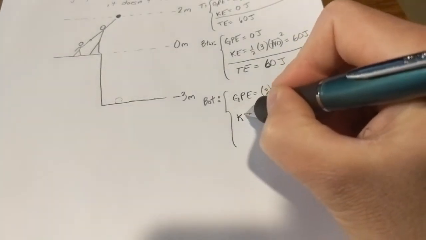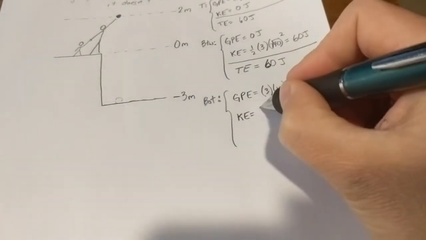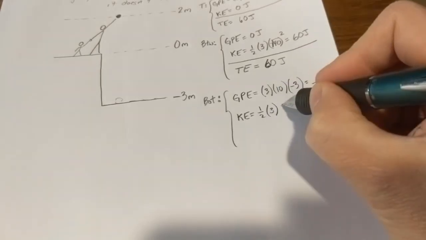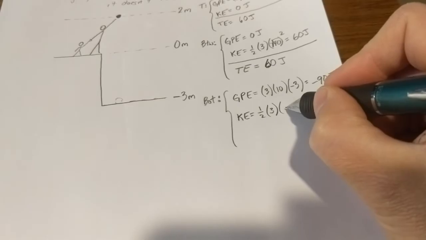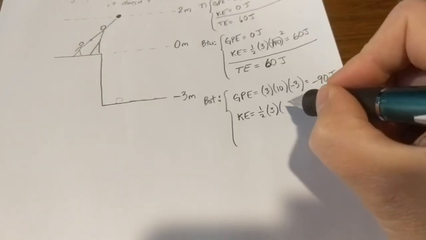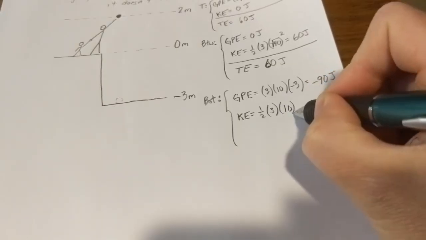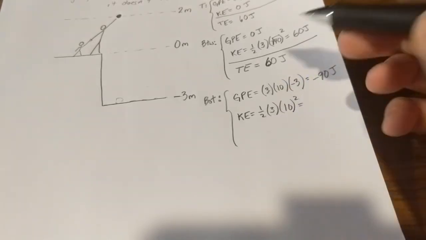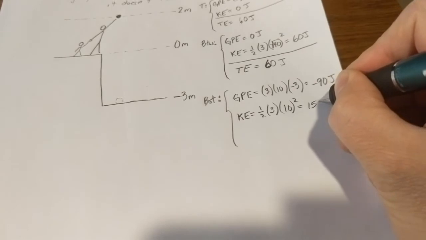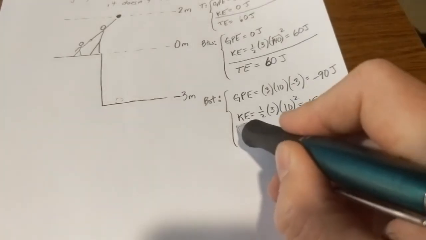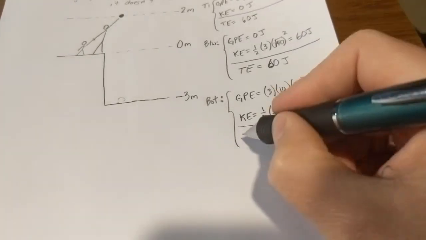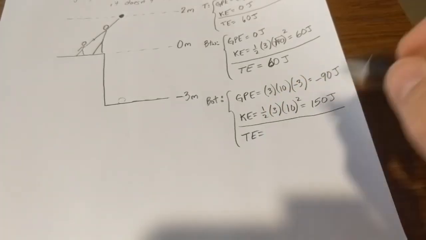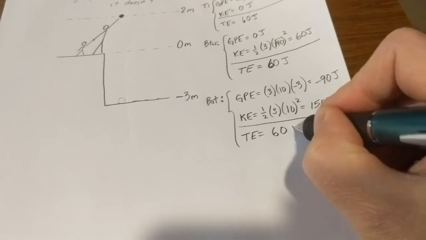Its kinetic energy is going to be half times its mass, which is 3, times its velocity squared. And this velocity, if you remember from the last example, ends up being 10. So half of 3 is 1.5 times 100 gives us 150 joules. And guess what? The total energy is still 150 minus 90, a total of 60 joules.